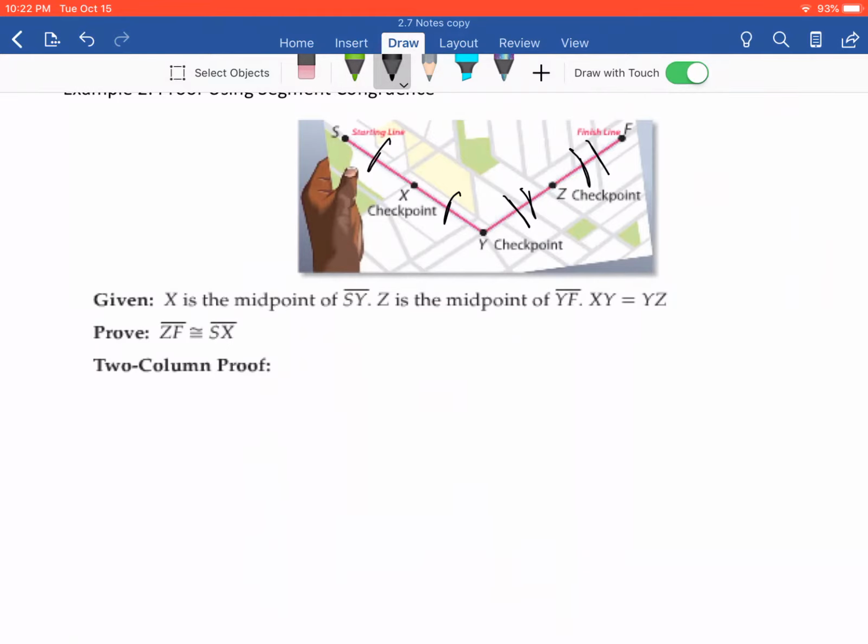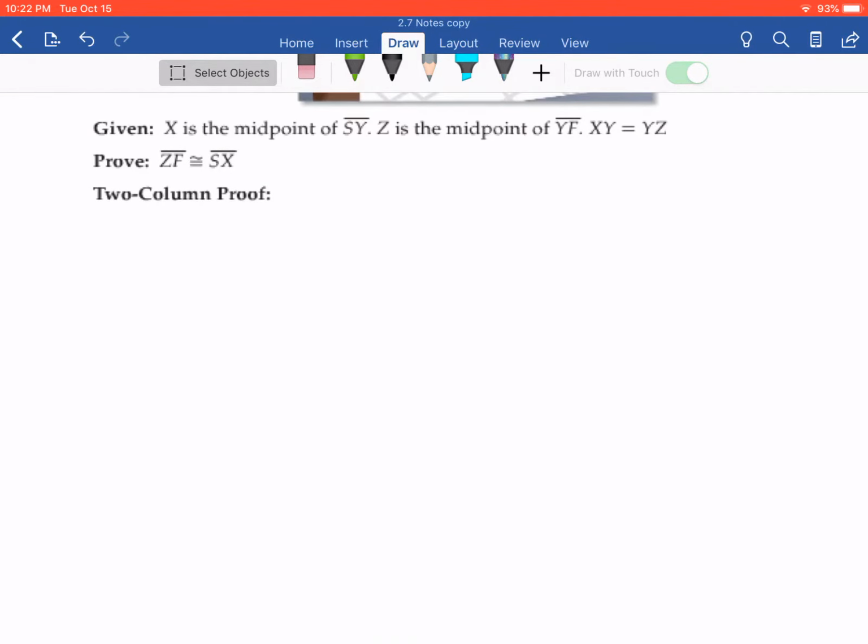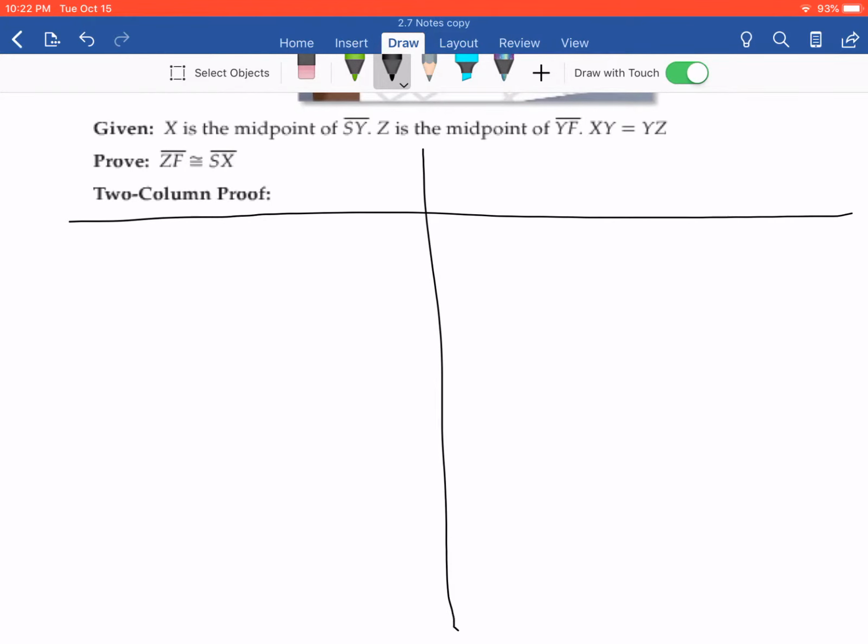And then we also know that our distance from X to Y is going to be the same distance as the distance from Y to Z. So those are some pieces of information that we know, and we are trying to prove that ZF is congruent to SX. So when you start a two-column proof, just like we always do, we have our T-chart, we have our statements, we have our reasons. And step one is always the given.